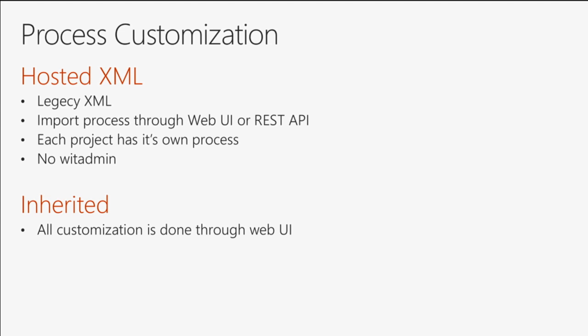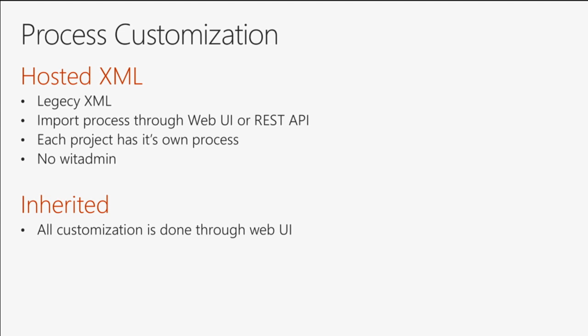Very similar to the way it is today. If you make a change inside of TFS in process customization on a WIT, you're going to change it for every single project that's out there. It's the same kind of thing here in VSTS. And so if you've done any sorts of process customization whatsoever, you're going to fall into the hosted XML mode for each project.